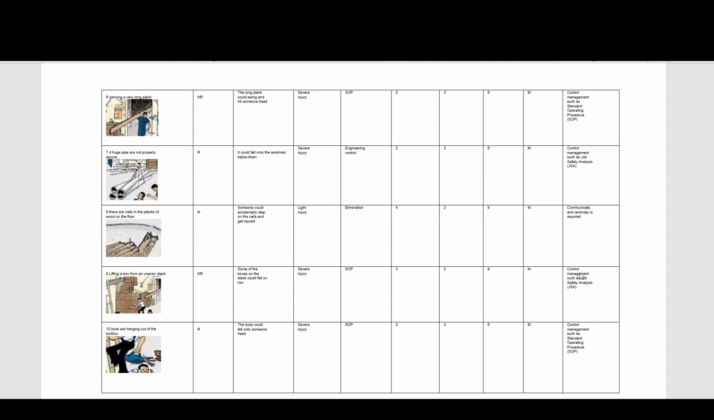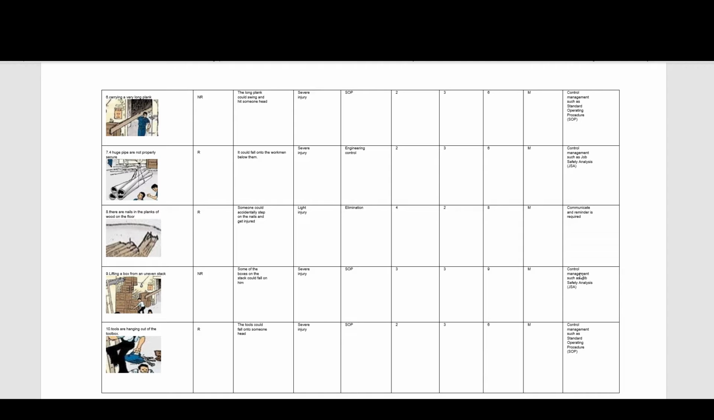And next is situation number 7, where 4 huge pipes are not properly secured, and it is a routine activity, and the hazard is they could fall onto the workman below them, and the effect is severe injury. So the current risk control is engineering control, and the next is probability. Probability is 2 and the severity is 3.